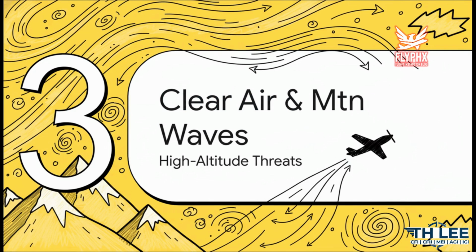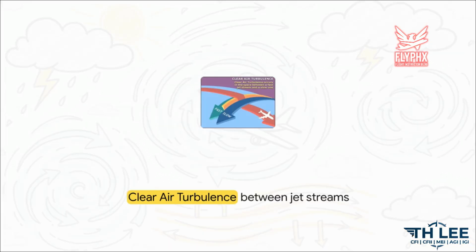Okay, on to Section 3, Clear Air and Mountain Waves. Time to look at the high-altitude threats. As we climb up to our cruising altitudes, the whole nature of this invisible ocean shifts. While it can technically happen at any altitude, clear air turbulence, or CAT, generally occurs above 15,000 feet. It happens when a really fast-moving jet stream rubs against slower-moving air. That friction creates a violent, turbulent mixing zone.